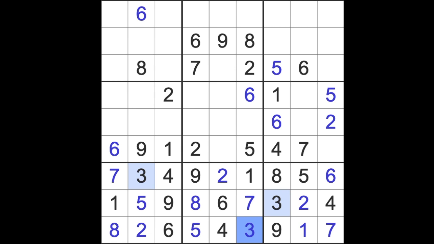Right, where do we go from here? Is the perennial question for a Sudoku player. We have 8 blocking up here and 8 blocking down here. Excuse me. So this will be an 8 in this square here.